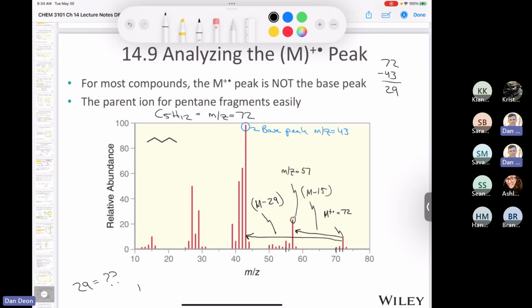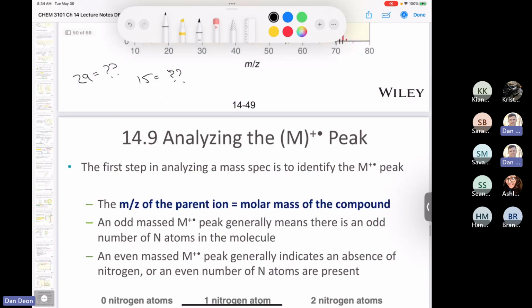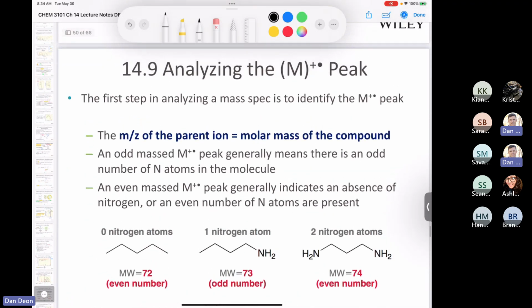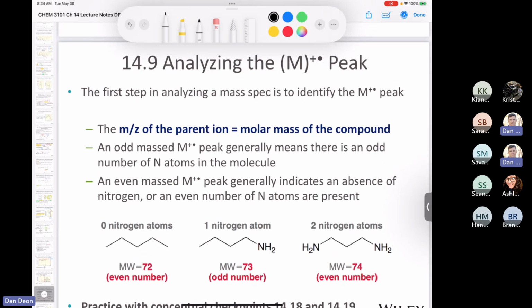Now you're probably wondering, what has a mass of 15? Well, we're going to get into that in just a second. I just want to put that bug in your ear and show you how we start analyzing a mass spectrum. So let's just talk about that parent ion, and I want to introduce you to a rule on this slide.